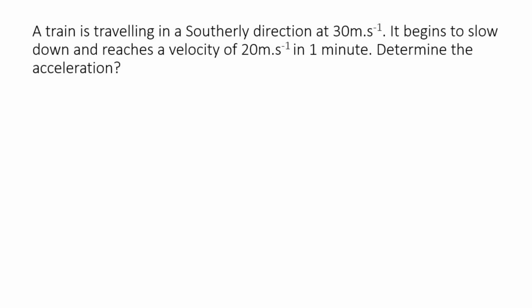This is our last example. A train is traveling in a southerly direction at 30 meters per second. Okay, so let's draw a train from a top view. And it's traveling in a southerly direction, and it begins to slow down and reaches a velocity of 20 meters per second in 1 minute. Okay, so here's our train.